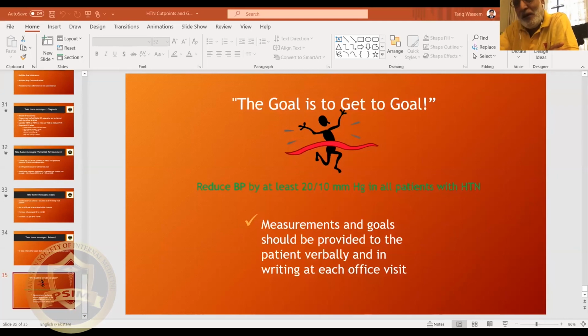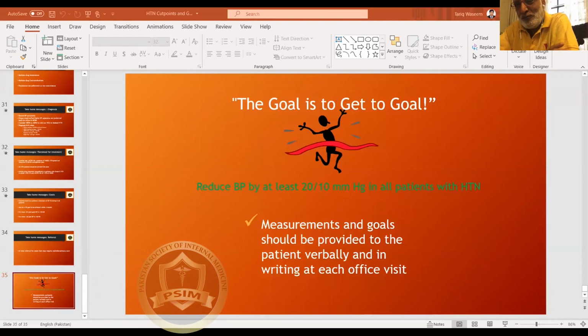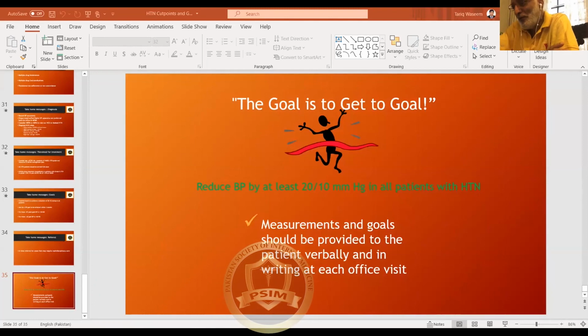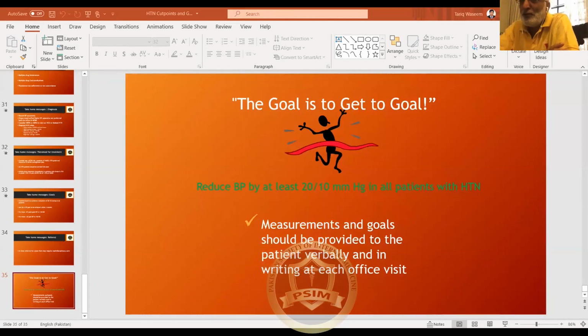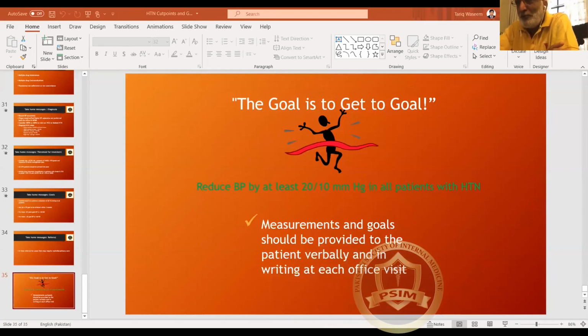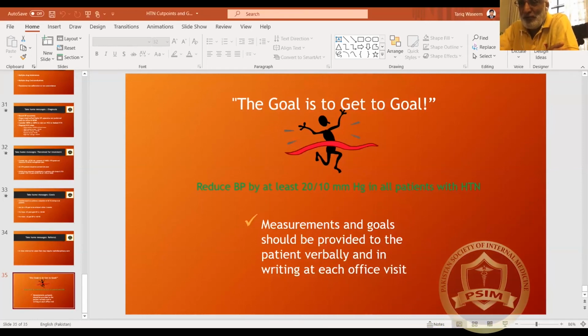I want to make a little clarification here. The mercury sphygmomanometer is now being discouraged because of the toxic effects of mercury, and it is not being used in most of the countries abroad. We should also do away with it. But the aneroid BP apparatus is quite useful and should be used in the office.